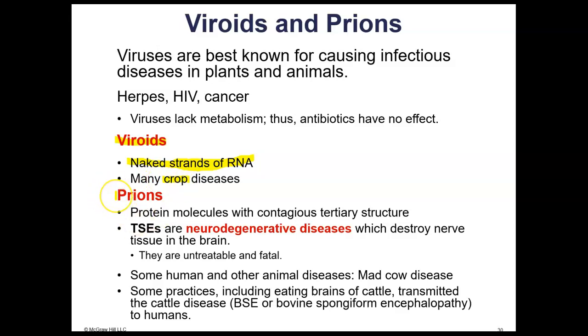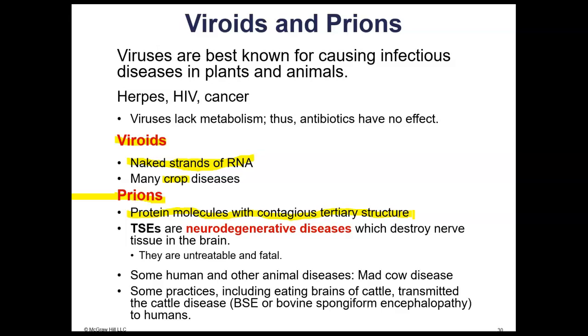Prions are only composed of proteins. They're protein molecules with a contagious tertiary structure. If you remember from Bio 111, we learned that proteins had 4 levels of structure. They had a primary structure, which consists of a chain of amino acids. Secondary structure can either be a shape called a pleated sheet or helical structure. And the tertiary structure is the final 3-dimensional shape of the protein molecule.